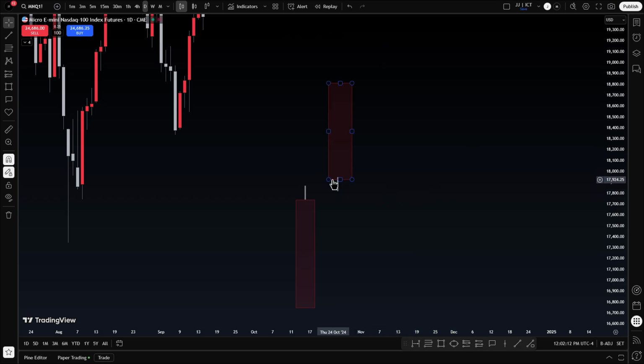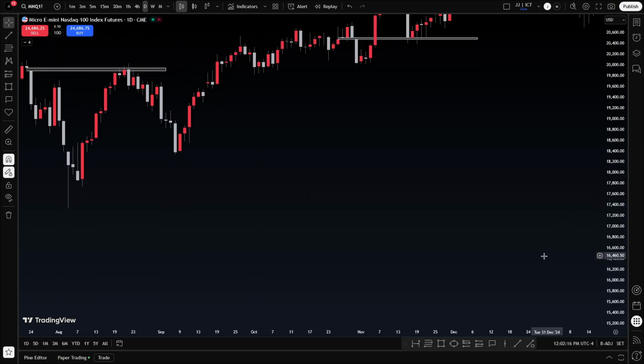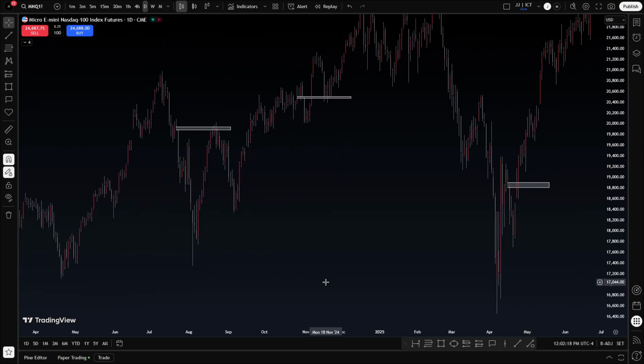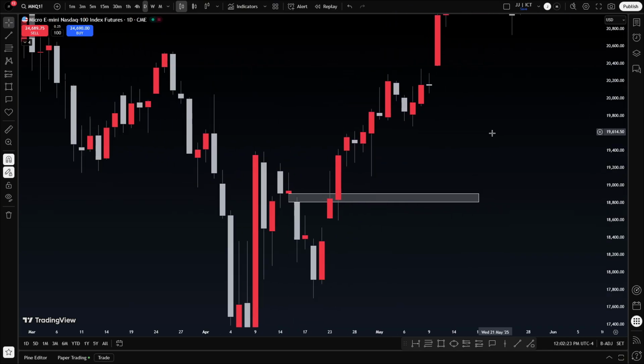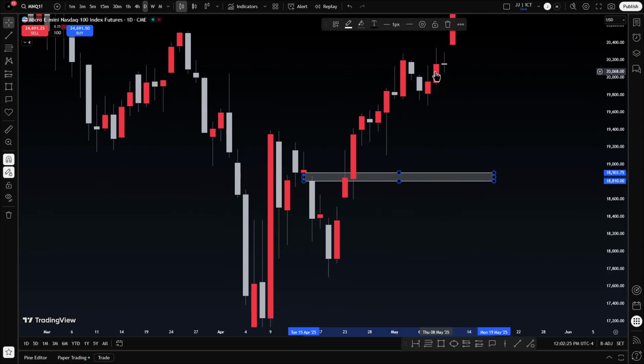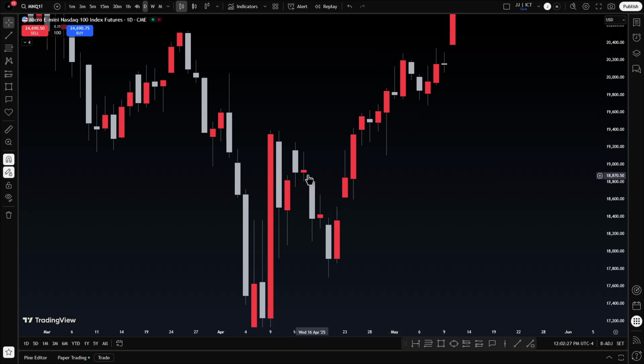Now the volume imbalance is very, very unique. I call it the weakest PD array, but it can actually be the strongest. Hear me out. Pay attention real quick. I already highlighted this volume imbalance. I'm gonna delete it real quick just so you can see it. See that? That's the separation.